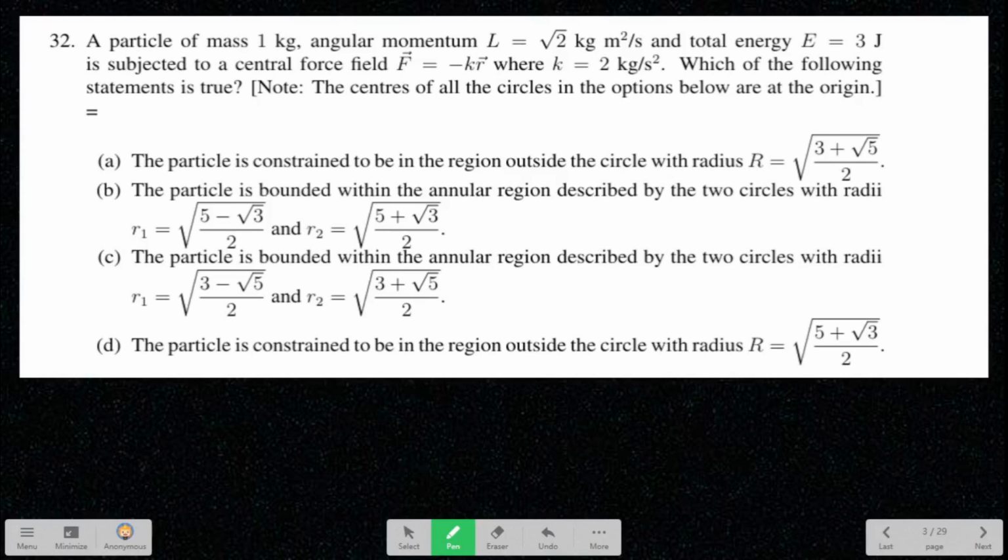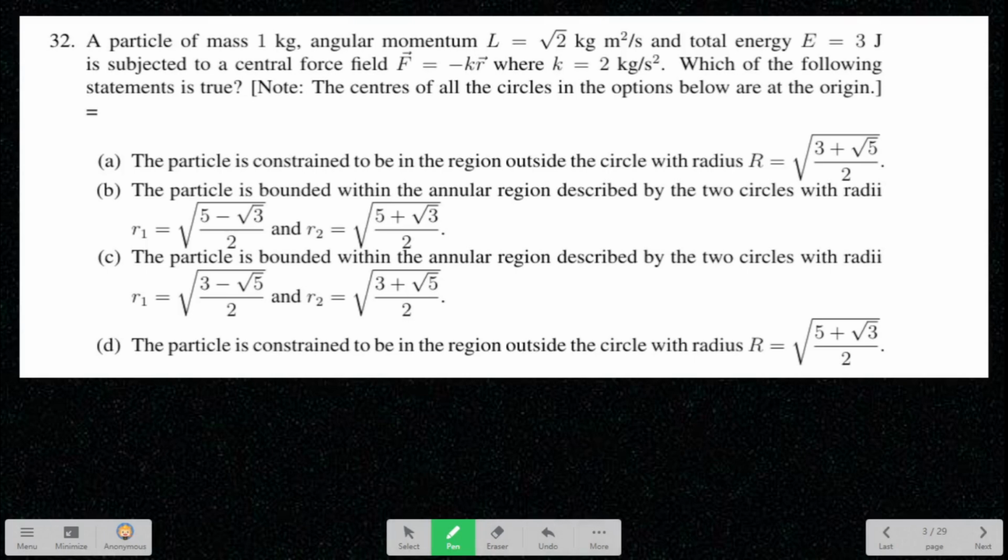Hello students, in this problem we will tackle a question from central force motion which was asked in JEST 2023. We are given a particle of mass 1 kilogram, angular momentum L equal to root 2 kilogram meter square per second, and the total energy is also given. We are given a central force as well, and K is equal to 2 kilogram per second square. Now we need to find the boundaries where the particle is bounded.